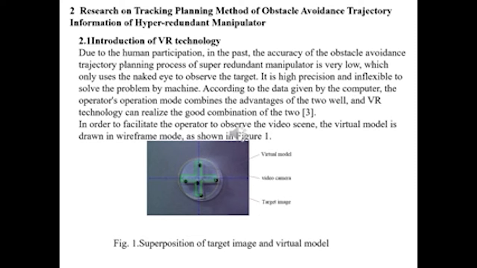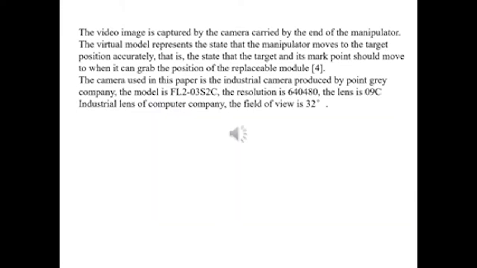3. In order to facilitate the operator to observe the video scene, the virtual model is drawn in wireframe mode, as shown in Figure 1. The video image is captured by the camera carried by the end of the manipulator. The virtual model represents the state that the manipulator moves to the target position accurately, that is, the state that the target and its mark point should move to when it can grab the position of the replaceable module [4].